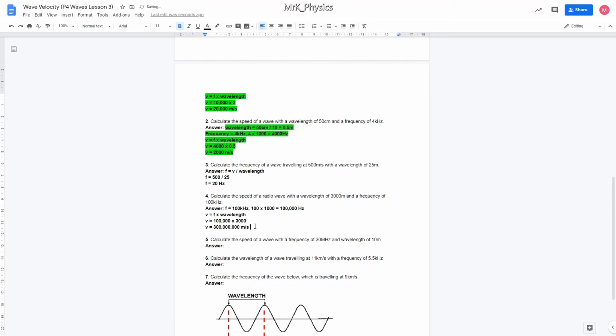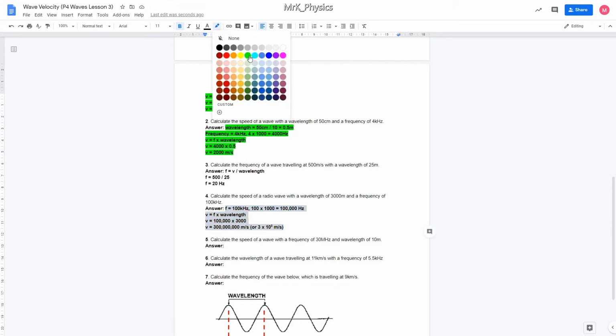You could write that in standard form if you wanted to, or sometimes your calculator might give you the answer in standard form with some of these large numbers, in which case I'll just put that into brackets, which is 3 times 10 to the 8 meters per second. If you want to use that as a power, just highlight it, and then it's control and the dot or the full stop. Okay, let me just highlight that, keep it in green as with all the others, just keep it standing out.